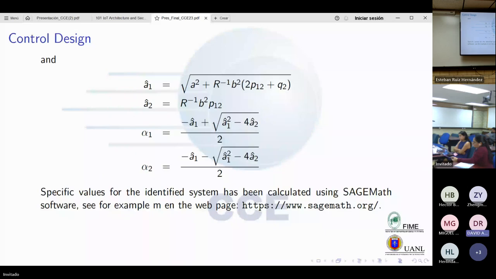So with all of this, we resolve the system. As you can see, for the sake of this presentation, we made the analysis using the SageMath software, which is a meta package of mathematical tools that is very powerful. Next one, please.